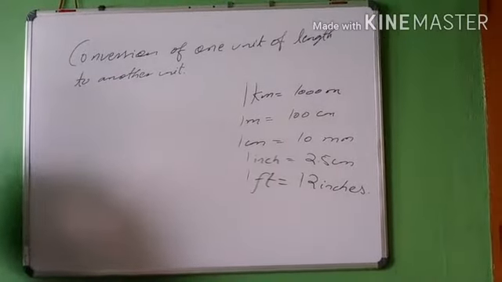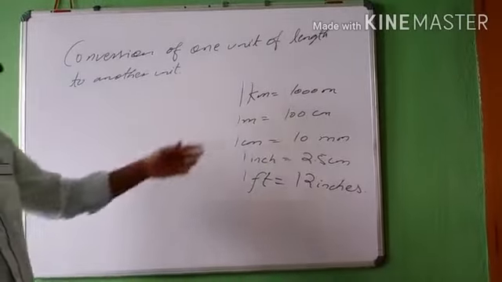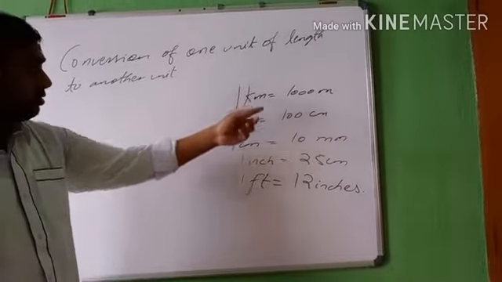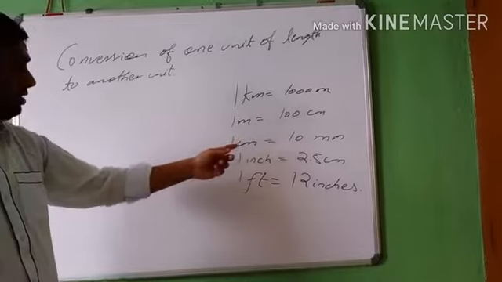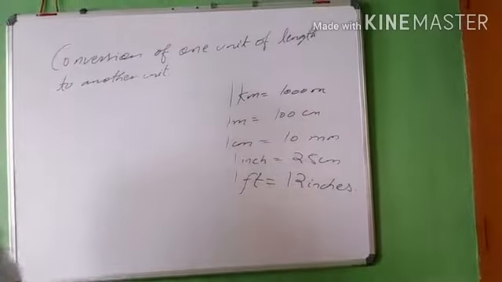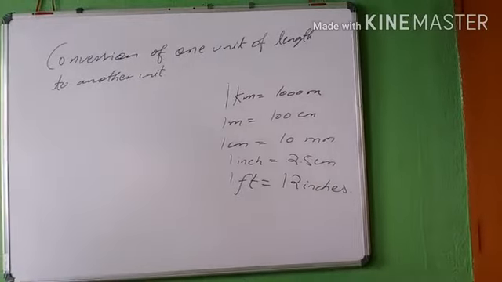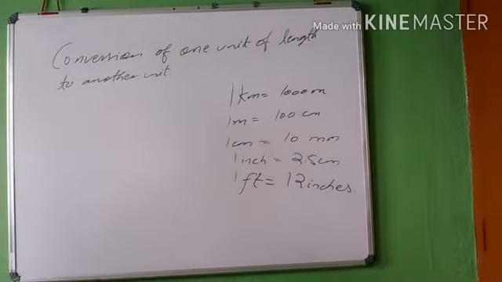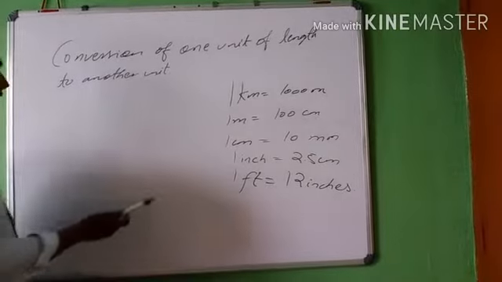For that you have to know this: 1 kilometer equals 1000 meter, 1 meter equals 100 centimeter, 1 centimeter is 10 millimeter, 1 inch equals 2.5 centimeter, and 1 feet equals 12 inches. This relationship you should know. If you want, you can write this in your notebook also.